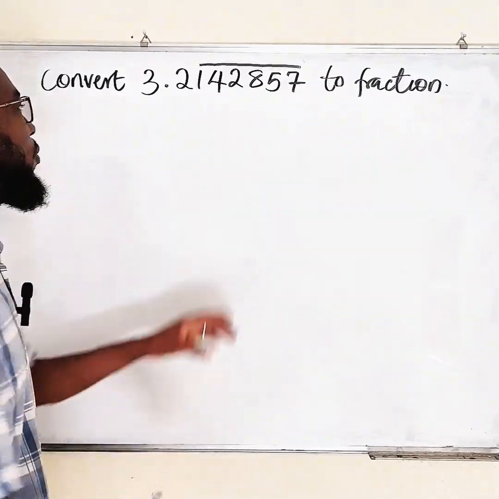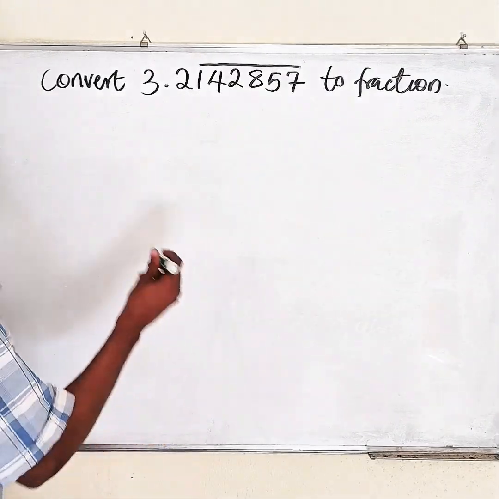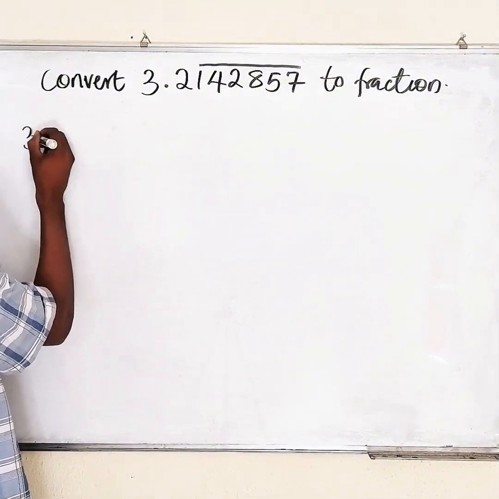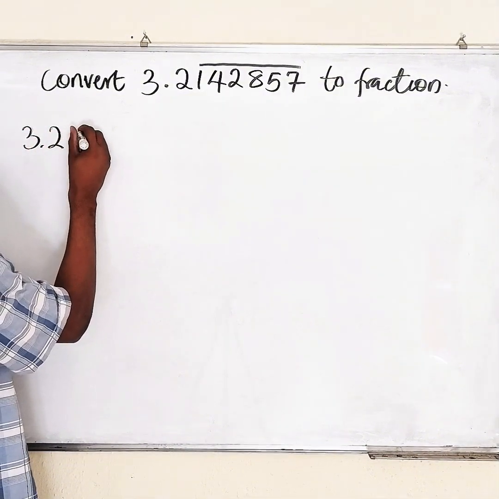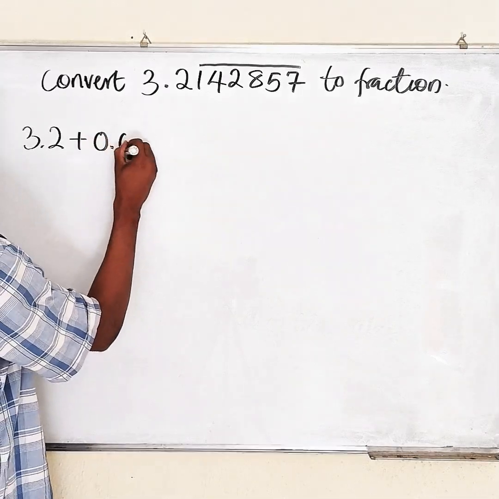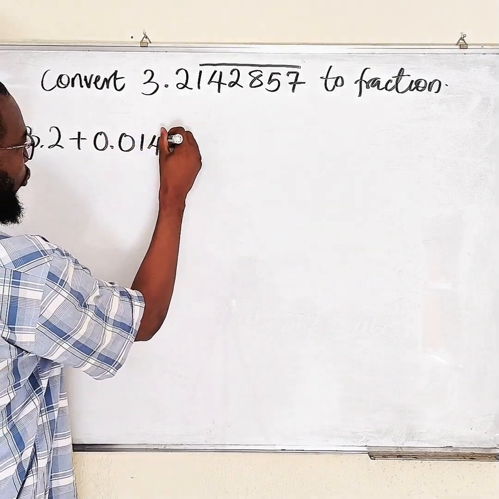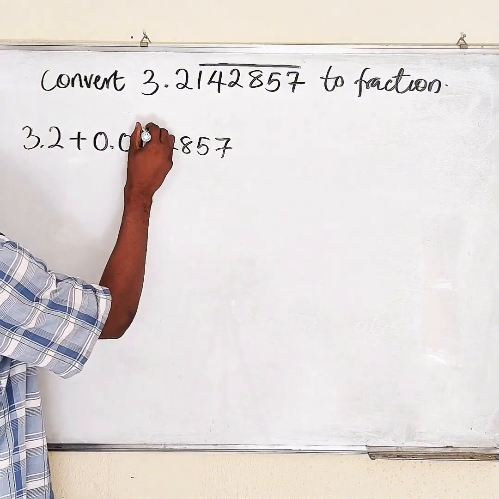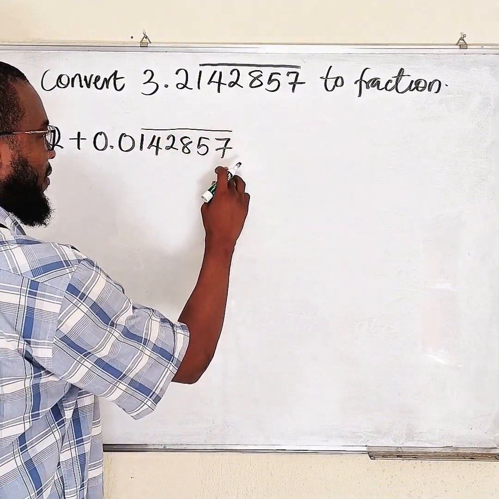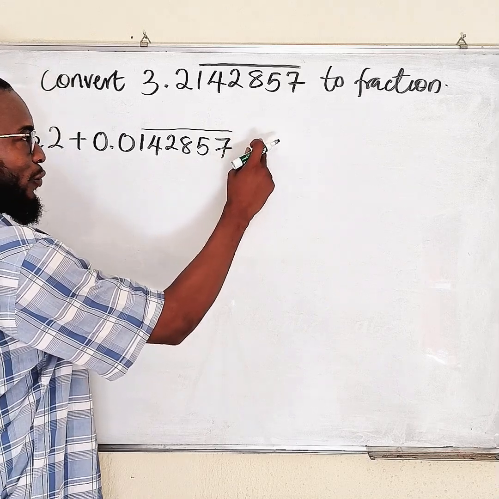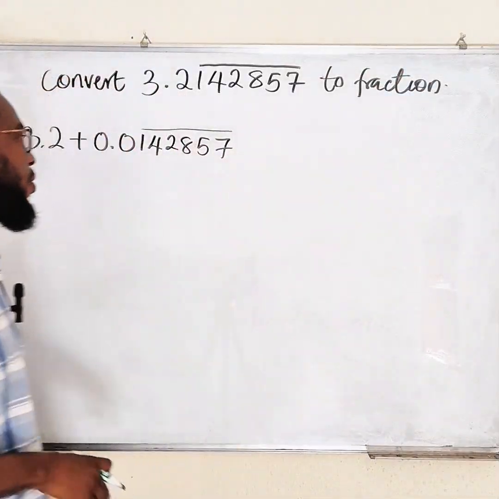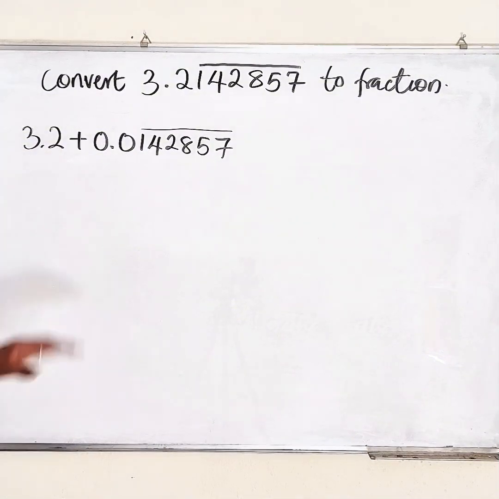First of all, you should know that this value right here can be written as 3.2 plus 0.0142857, where all of these 6 digits keep on recurring. It means that we have 142857, 142857 that keeps on recurring. If you take your calculator and add this to this, you must get this back.